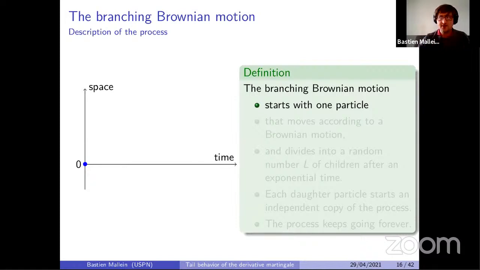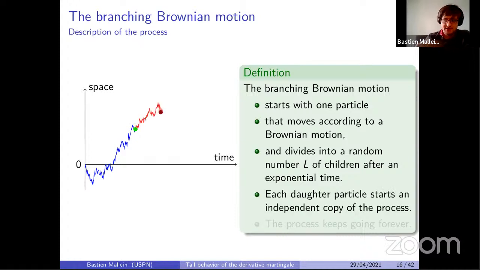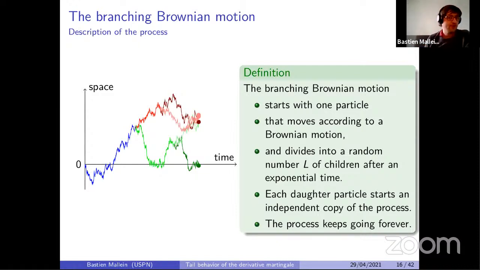This particle starts moving as a Brownian motion. And after a certain exponential time of parameter 1, it divides into a random number that I call L here of children. And each of these children then starts an independent copy of the branching Brownian motion. So they start moving as Brownian motion and reproducing into a random number of descendants after an exponential time. And the process, again, keeps going forever.